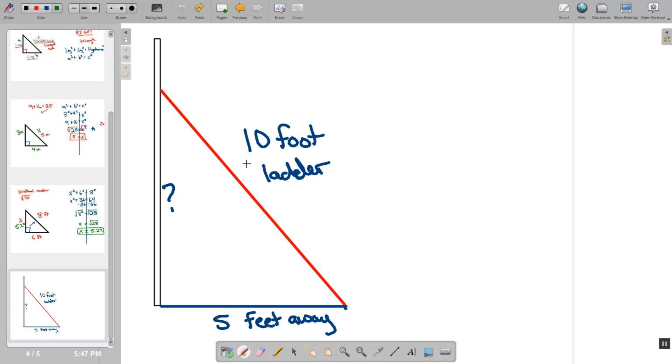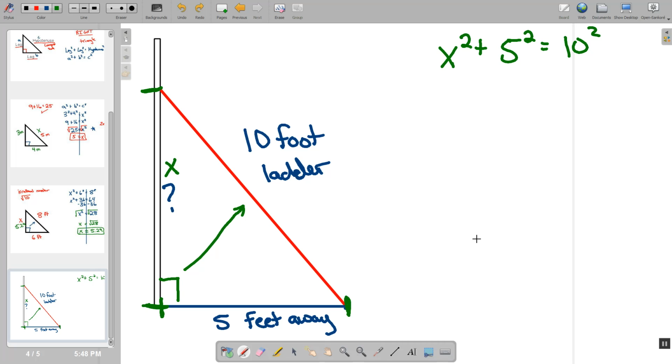Then when we set that ladder up, it's set up at an angle, and we want to know how high up the wall did the ladder go. Well, this creates a right triangle with the 10-foot ladder being the hypotenuse. We can then get out a ruler or a tape measure, and we measure that to be exactly 5 feet. So we are going to solve for x. Well, in this case, we're going to do it just like we did before. So we have x squared plus 5 squared, and we're going to set that equal to 10 squared.